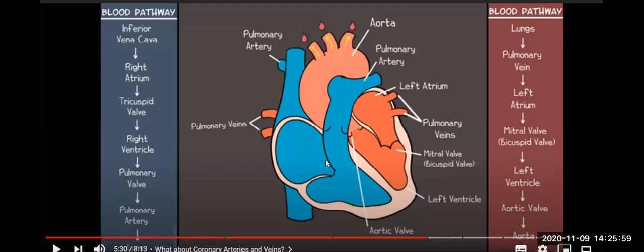Yes, Shravya, blood enters the right atrium. See this pathway: this is incoming and this is outgoing. From the inferior vena cava, it comes into the right atrium. I'll use red color over here. After this, it will travel through the tricuspid valve into the right ventricle. Now from the right ventricle, it will go to the pulmonary arteries.